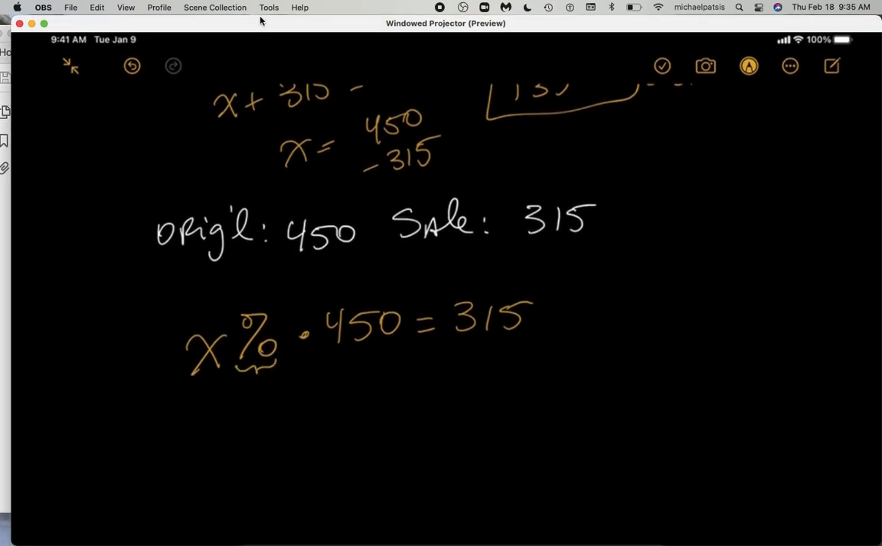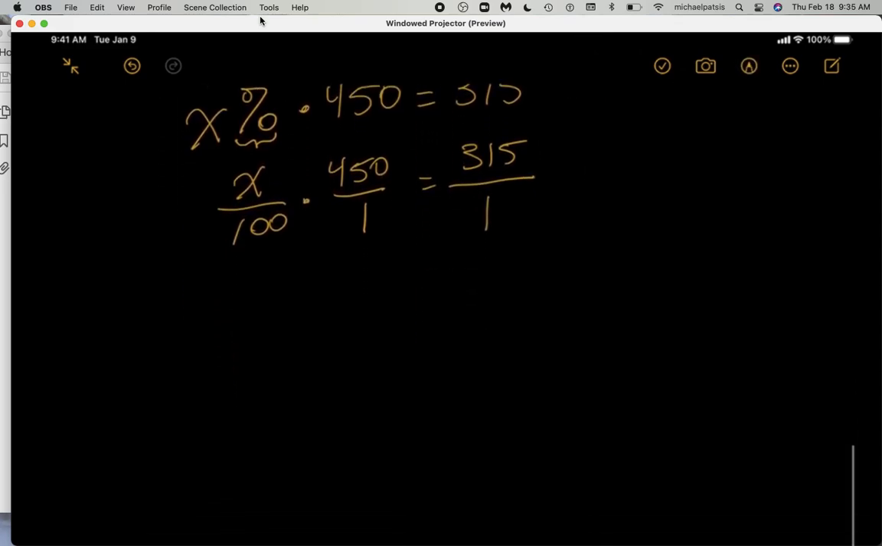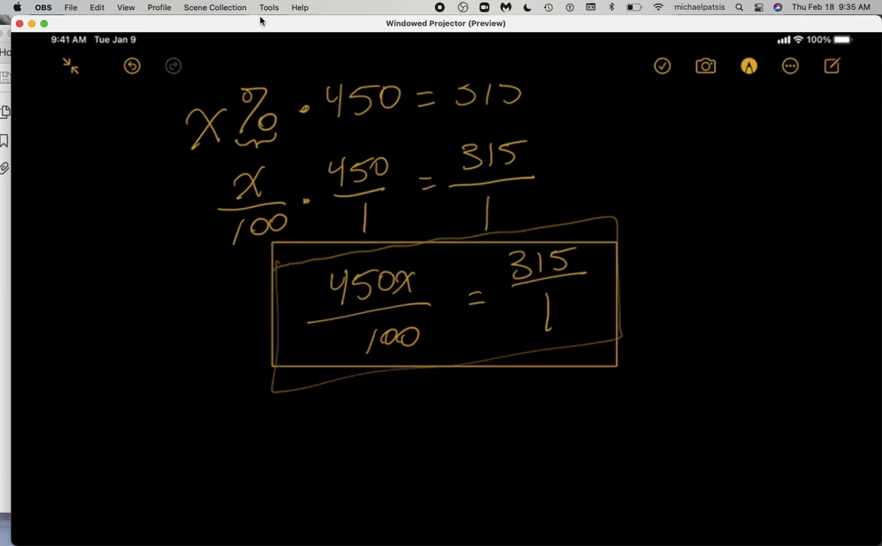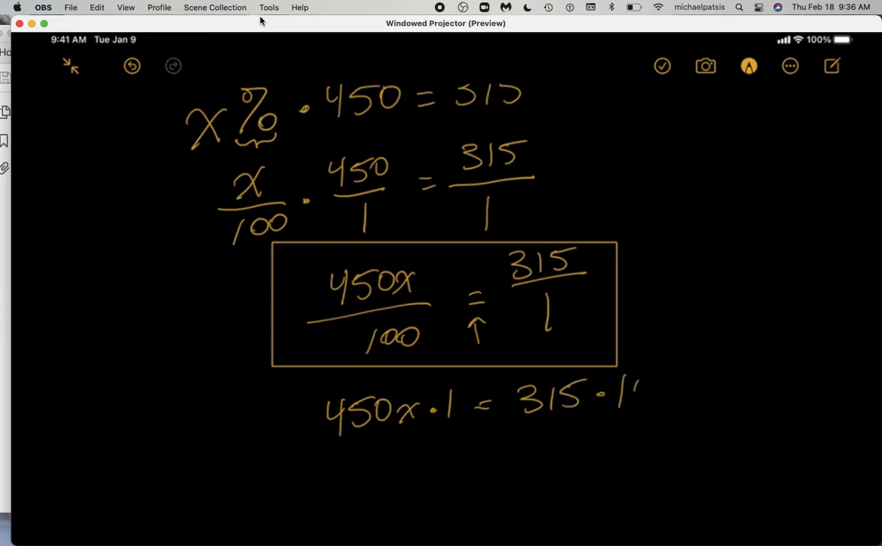We replace the percent sign with division by 100, just like we do if that was an integer. We put 450 over 1. We put 315 over 1. We are moving towards the beautiful position of having two fractions facing each other with an equal sign in between them. That is a license to cross multiply. That's what we're going to do. So 450x times 1 equals 315 times 100.